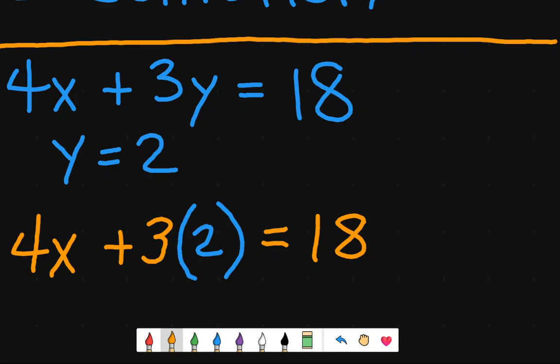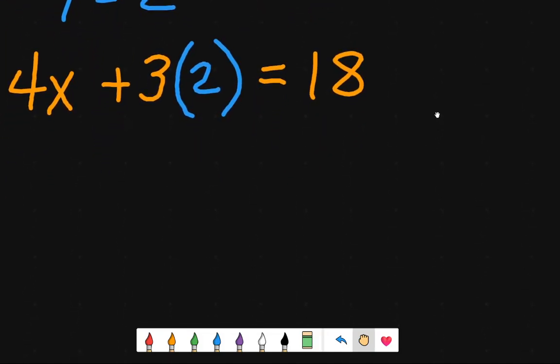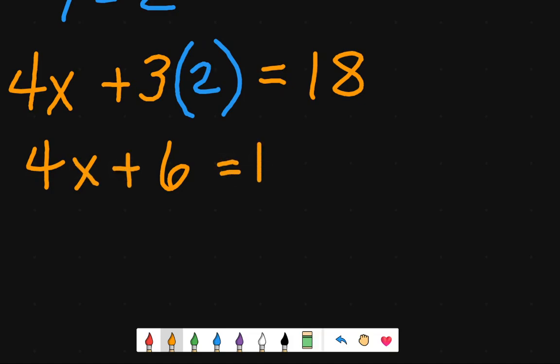So now once we've done that, we go ahead and follow the order of operations. In this case, we'll have to multiply first and then add or subtract second, and maybe even divide if we need to at the end. So we have 4x plus 3 times 2 is equal to 18. So first, we need to multiply 3 times 2, and 3 times 2 is 6. Bring the 4x down. 4x plus 6 is equal to 18.